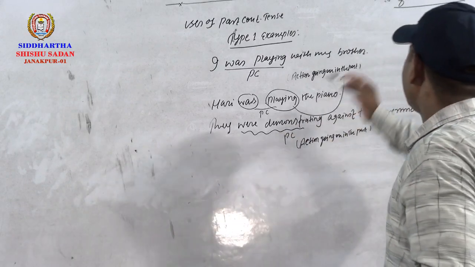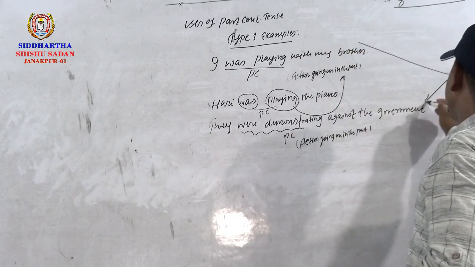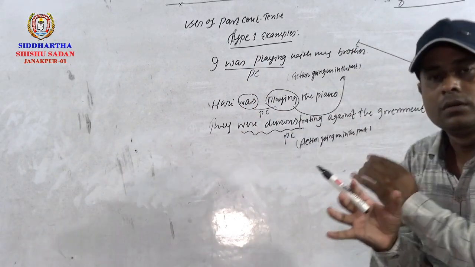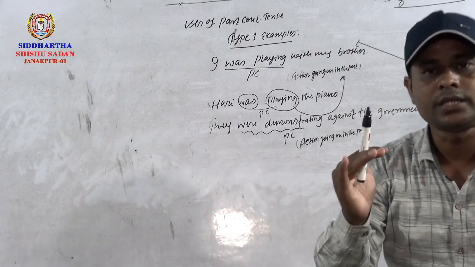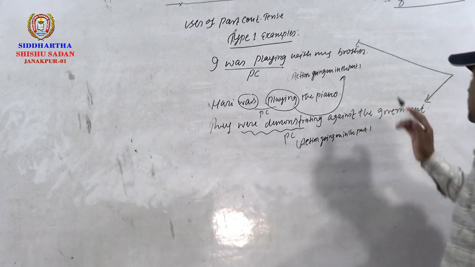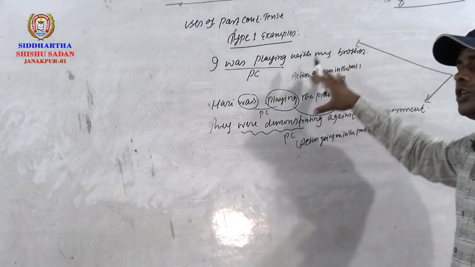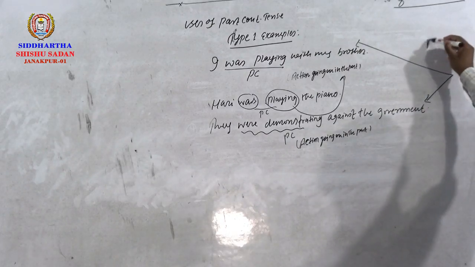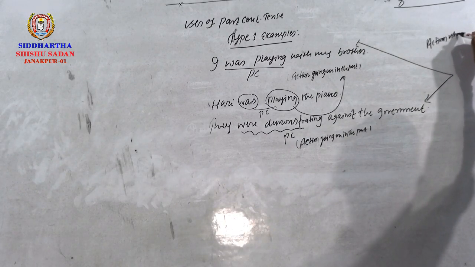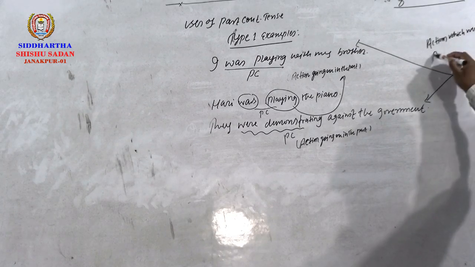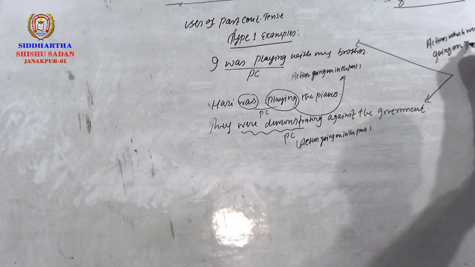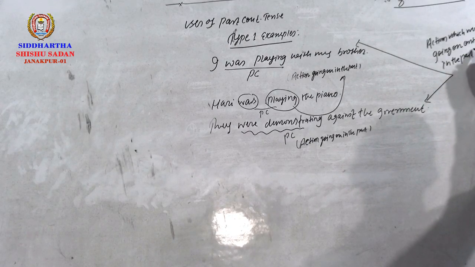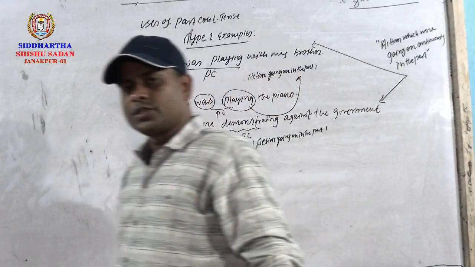So, what can be said finally here? What's your final observation? After absorbing these three examples, what's the conclusion? What did you understand? Past continuous tense is used with actions which were going on continuously in the past. So write over here: actions which were going on continuously in the past. Yes, with such actions we use past continuous tense.